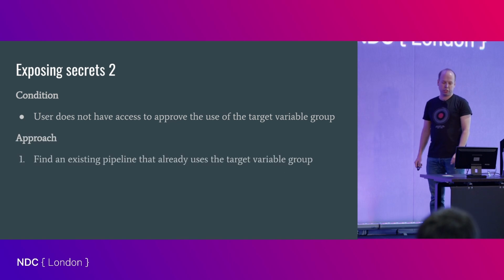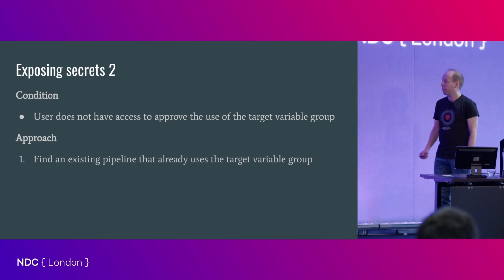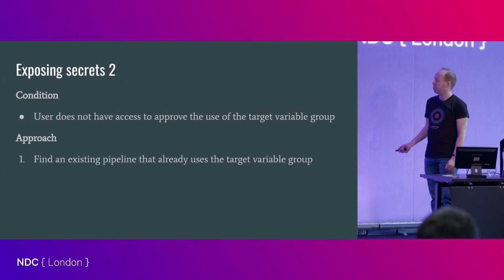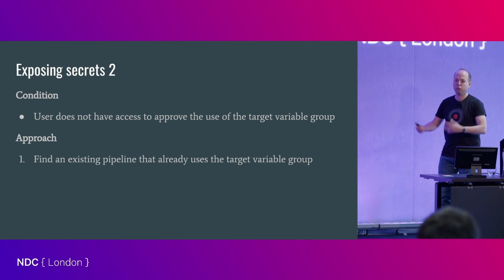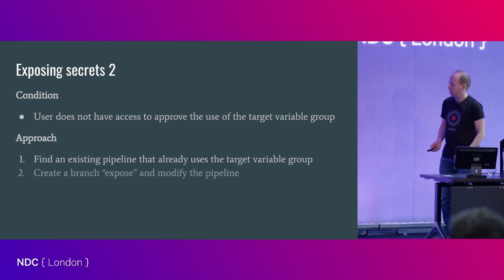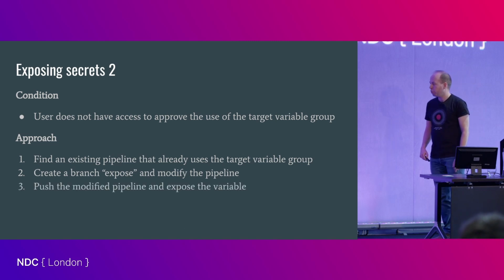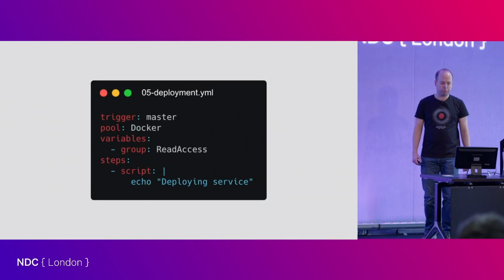How would you approach it this time? Well, instead of creating a new pipeline or adding the variable group to a pipeline, the user instead tries to find an existing pipeline that already has the target variable group, because then it's already authorized, right? And then we can make a branch and modify that pipeline. We push it up and expose the variable.